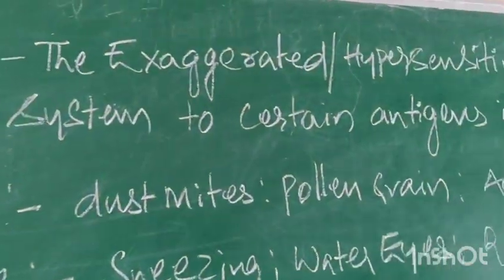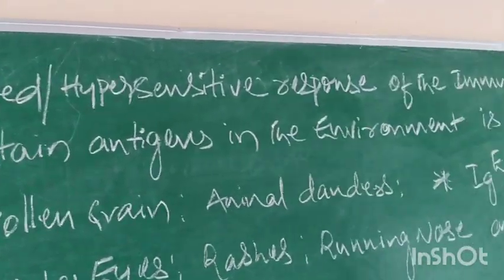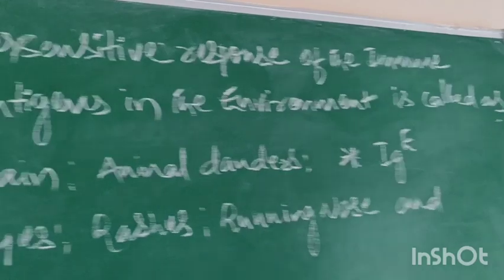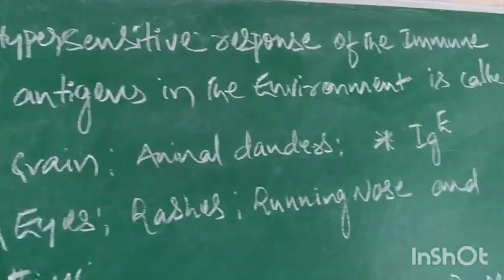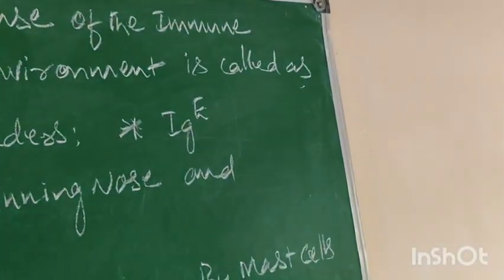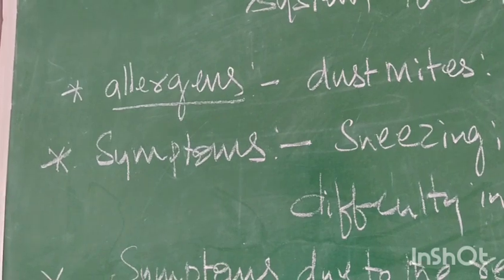Allergy. The exaggerated or hypersensitive response of the immune system to certain antigens in the environment is called allergy. It is the definition. Now, I can explain.